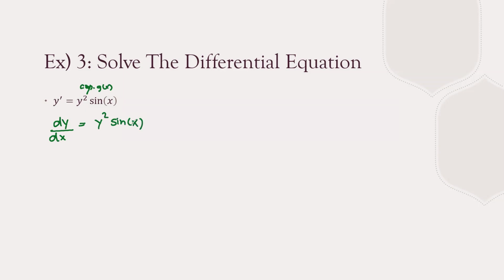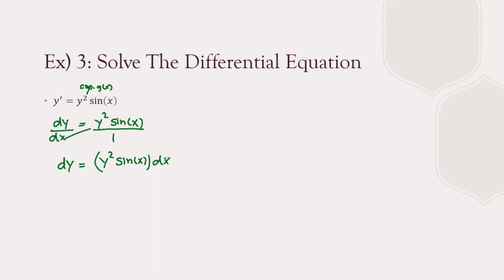Okay, now it's much better. Now I can get all the y's on one side and all the x's on one side. So I'm going to cross multiply. This has a denominator 1, so 1 times dy is dy. On the other side, it's just y squared times sin of x, and then this is all times dx, right?